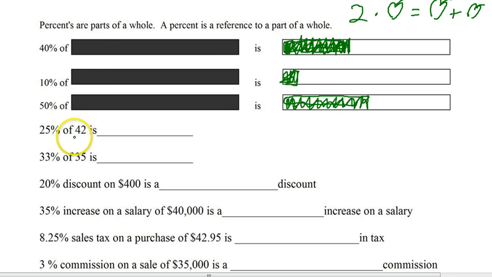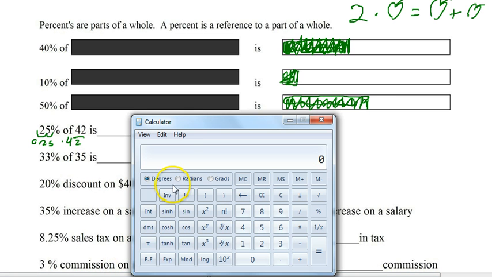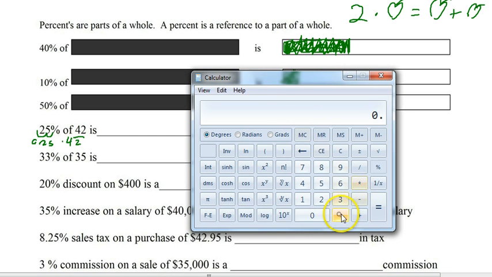Well, we have a new whole here. This is 42. So if we want 25% of 42, we multiply it. So we take that percentage and convert it to a decimal, which gives us 0.25, and then we multiply that by our whole, which is 42. Okay, so we go 0.25 times 42, which is 10.5.